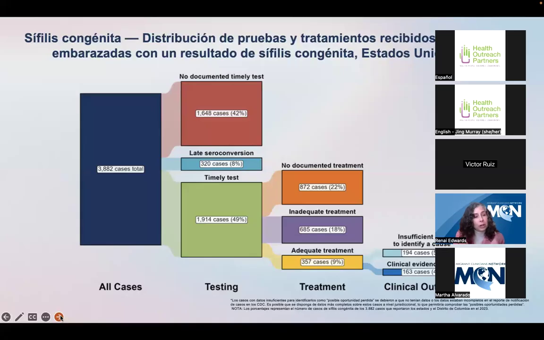Moving on to the next column to the right, the first little orange box, we see that of those who did have a timely test, 22% had no documented treatment. And then under that in the purple box is inadequate treatment. So perhaps they weren't staged properly. Maybe they got one shot instead of three, or maybe they just weren't able to come back for whatever reason. And you'll hear a case about that, which was difficult for someone with Victor. And then finally, 9% of those actually had adequate treatment, right? So then still, again, something went wrong after that treatment for the baby to have congenital syphilis.